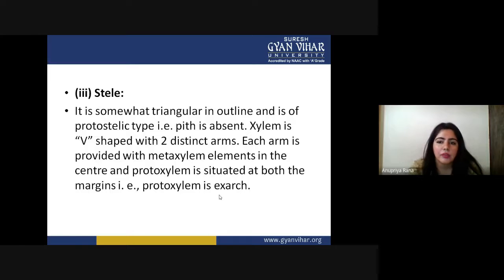Xylem is V-shaped. The shape of the xylem will be a V shape with two distinct arms. So the two arms will be present. When we see the shape of the V, there is a two-arm condition. Each arm is provided with metaxylem elements in the center, and protoxylem is situated at both margins. In this case, you can see protoxylem is exarch in condition and metaxylem is always endarch in condition. So in this way, they can be present.